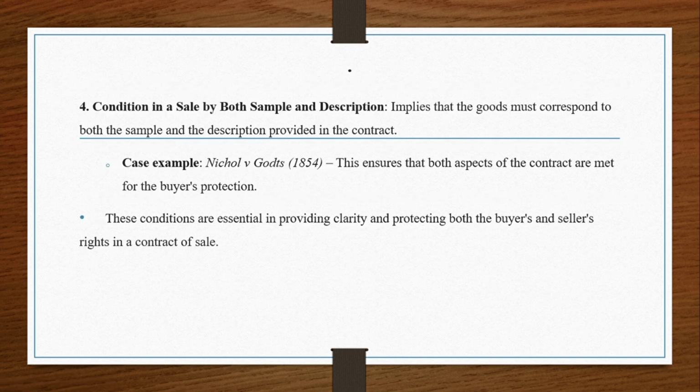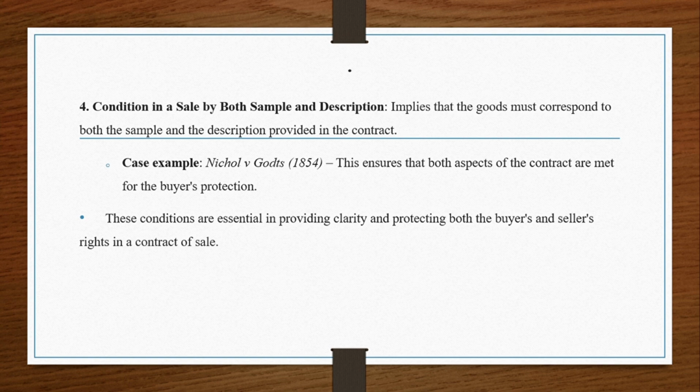The last condition, which is a condition in a sale by both sample and description. So this one implies that the goods must correspond to both the sample and the description provided in the contract. So if goods fail to correspond or to match either the sample or the description, the buyer has a right to reject them. So this was seen in the case of Nicole versus Goetz in 1854.